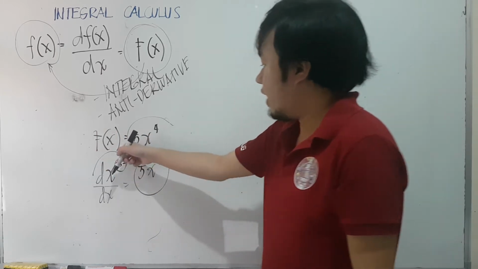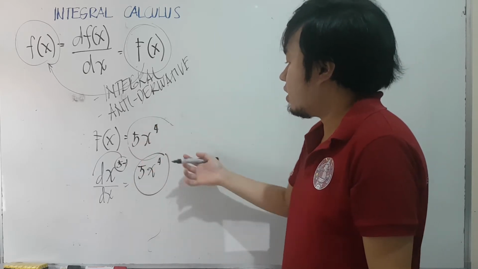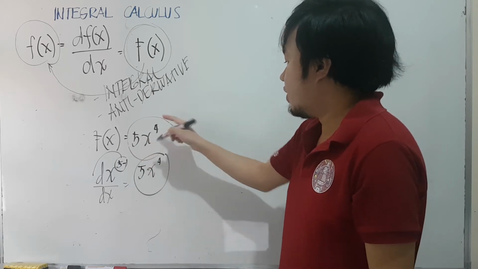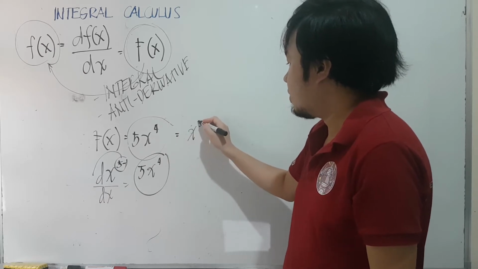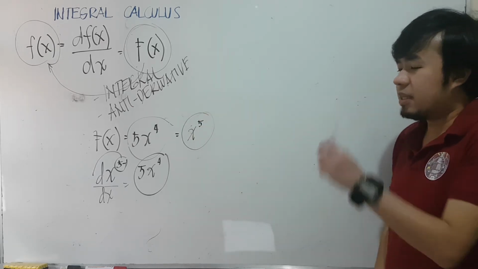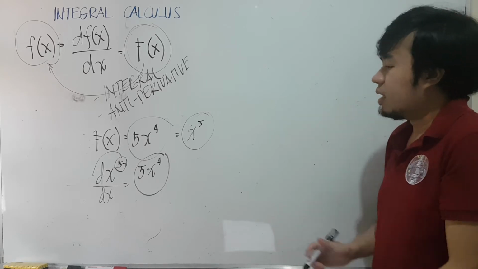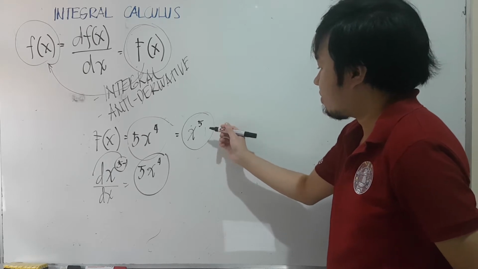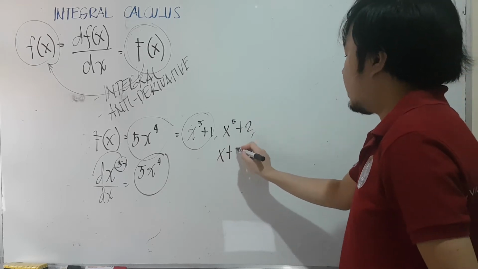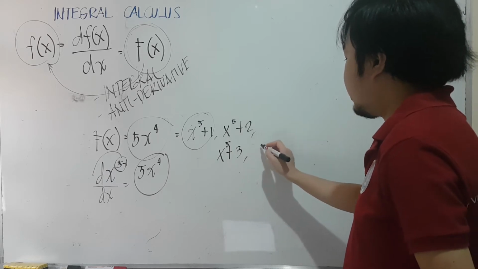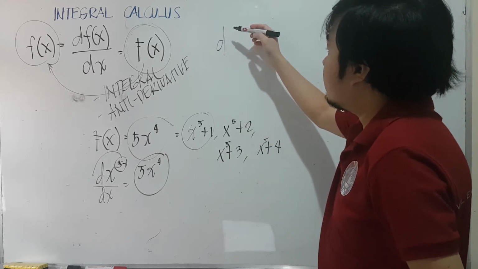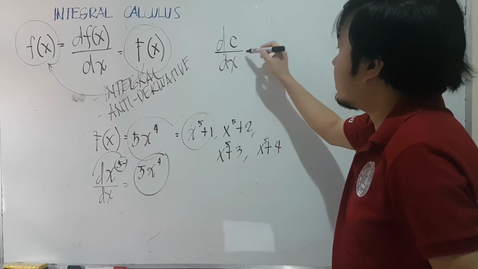Therefore, the integral of 5x raised to the fourth is x raised to the fifth. So this is the integrated value. But the problem is, this can be x raised to the fifth plus 1, or x raised to the fifth plus 2, or plus 3, or plus 4. Isn't it that the derivative of a constant with respect to dx is equivalent to 0?